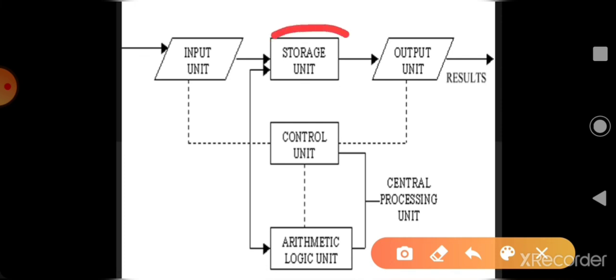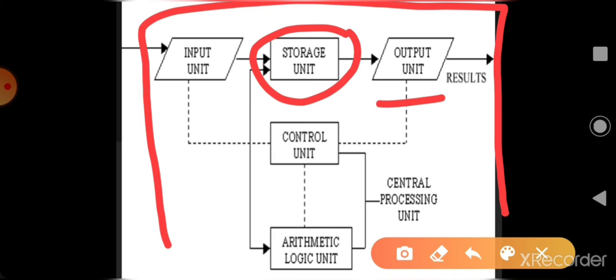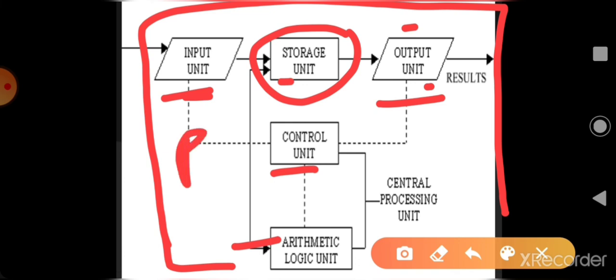Next, the storage unit. I told you the storage unit is used to store the data permanently. And I said the output unit is used to display the output on the screen. This is a 5 mark question: computer organization or components of the computer. If they ask in an exam, you have to draw this chart. After that, input: what is the input unit? Control unit, arithmetic unit, all the definitions you have to write. And primary memory, secondary memory also you need to write.